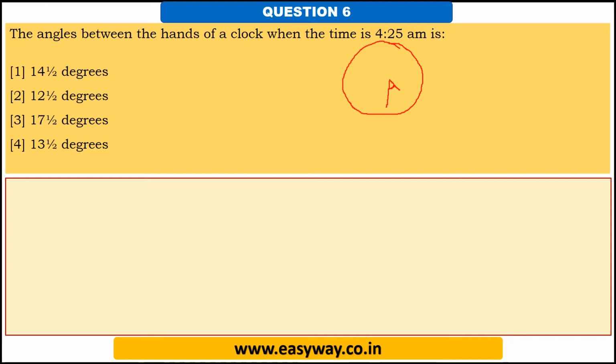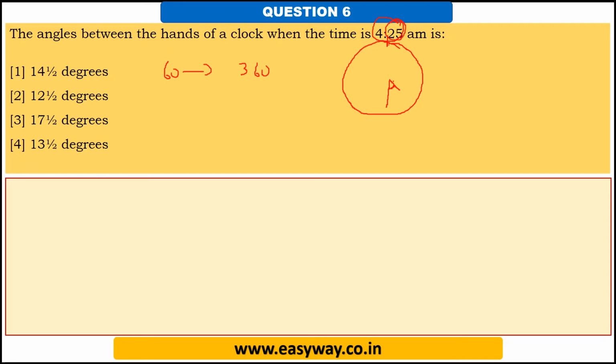What we are going to do is first find the angle covered by the minute hand, that means the angle covered from this point till this point, and then we'll find the angle covered by our hour hand, from this point to this point, and then we'll subtract to get the answer. Now at 4:25, first we'll find the angle covered by the minute hand. In 60 minutes the minute hand covers 360 degrees, right? When it completes 60 minutes, at that time it covers 360 degrees.